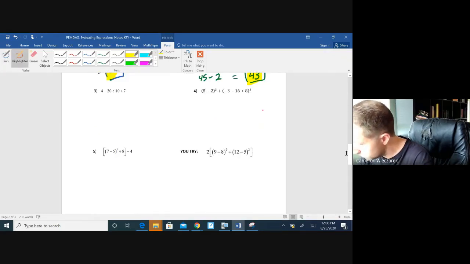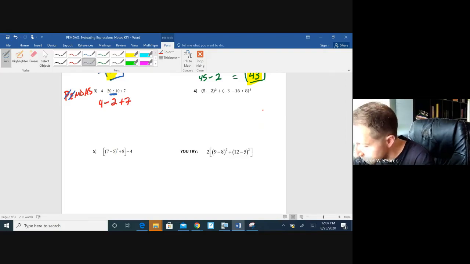Okay, next one. PEMDAS, order of operations. There is no parentheses or exponents. I look for multiplication. I don't see it. I look for division. That's where I have to start. Start with 20 divided by 10. That's 2. And then carry down everything else from up top. 4 minus 2. And then I carry down the plus 7.